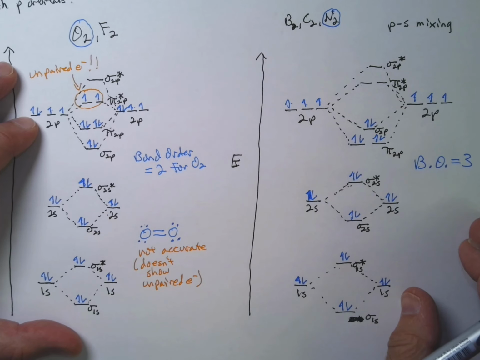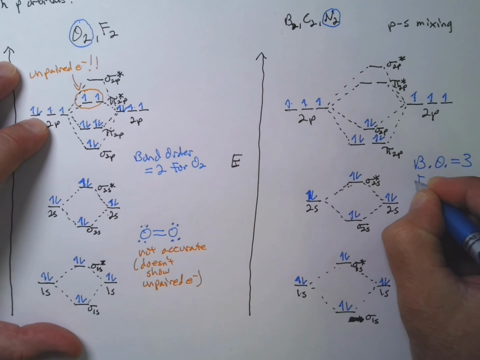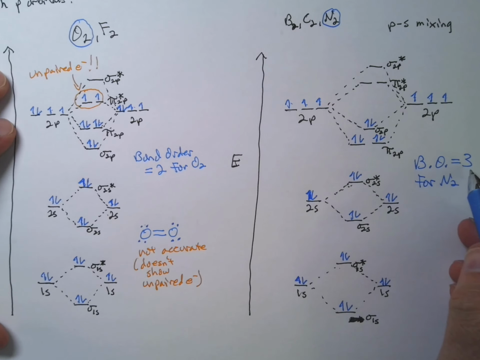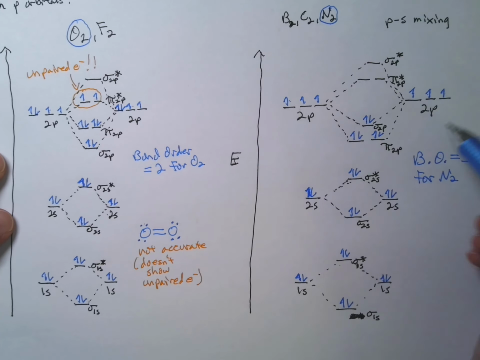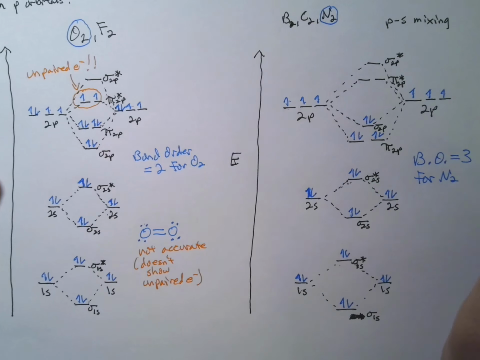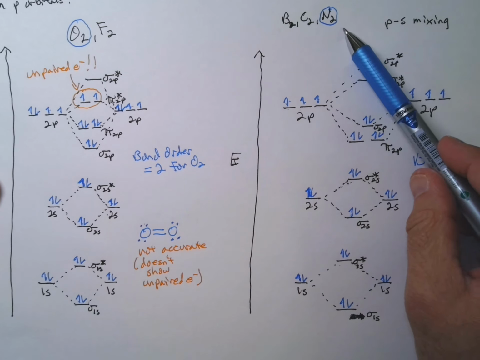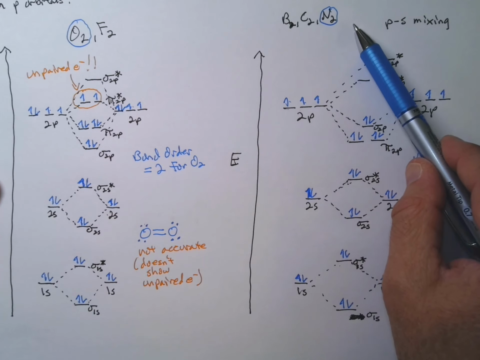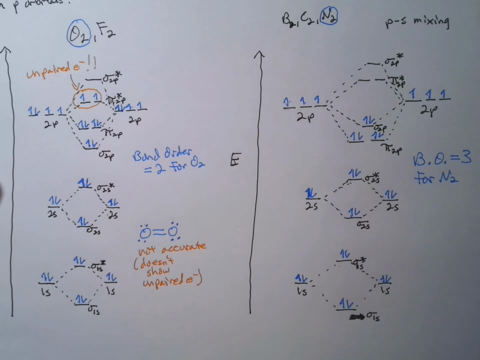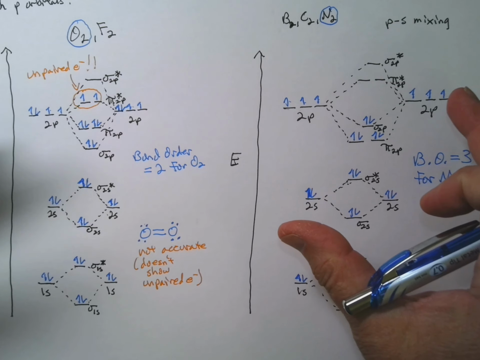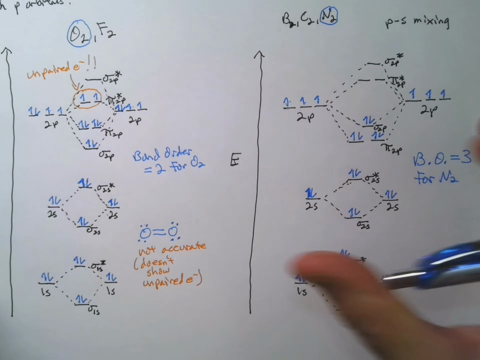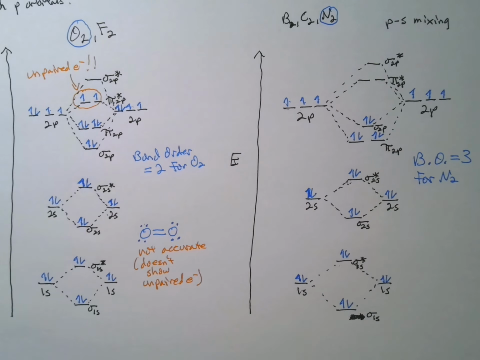Sorry about that, it was off screen a little bit. Bond order is 6 minus 0 over 2, and that corresponds to a triple bond. Also, we have no unpaired electrons. We call those types of molecules diamagnetic. And so nitrogen is not affected by a magnetic field the way that oxygen is. So I do want you to be able to fill in these types of diagrams if I provide you with the diagram.